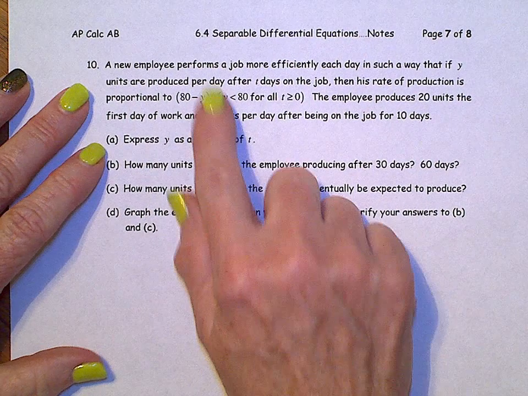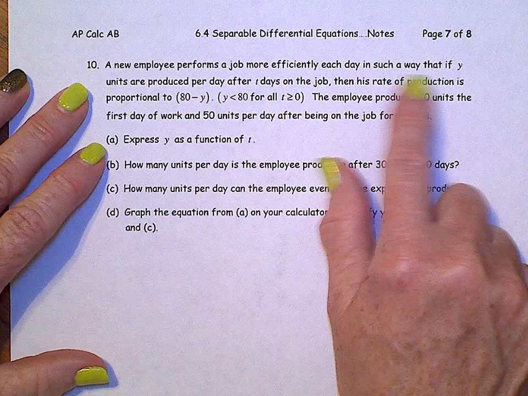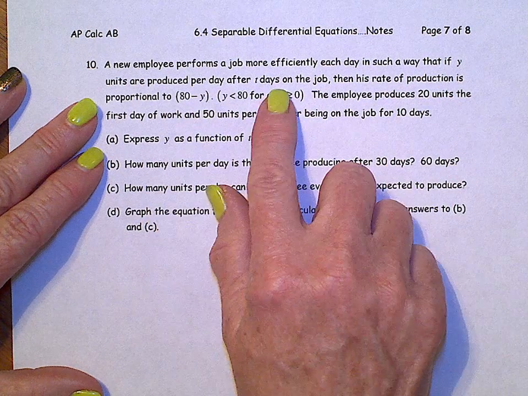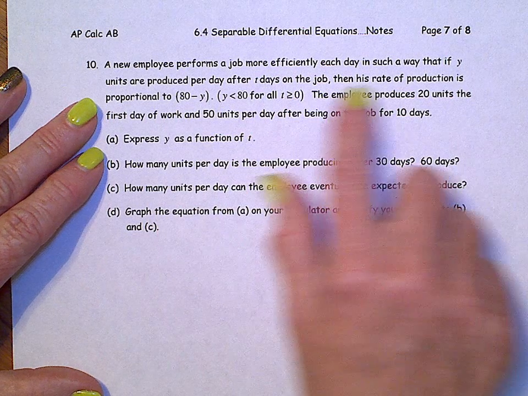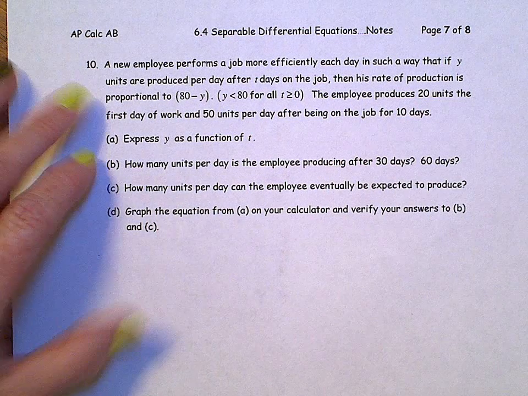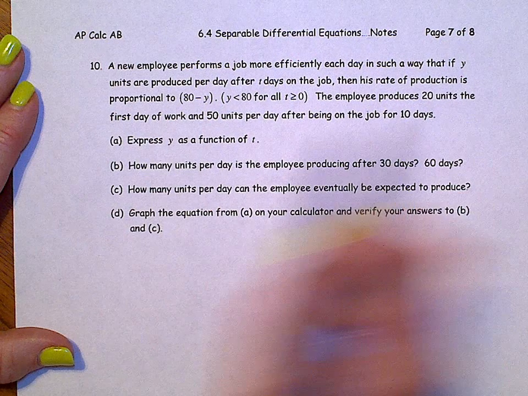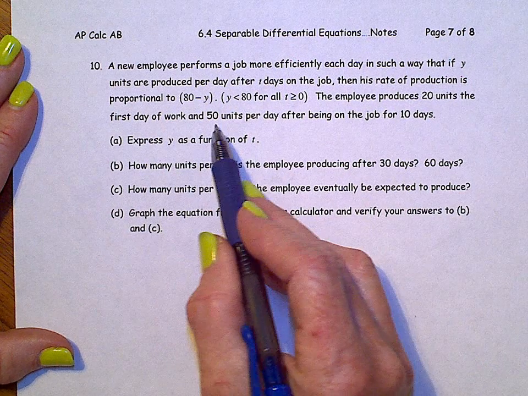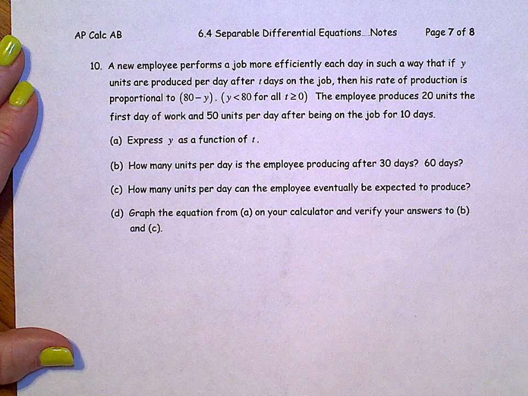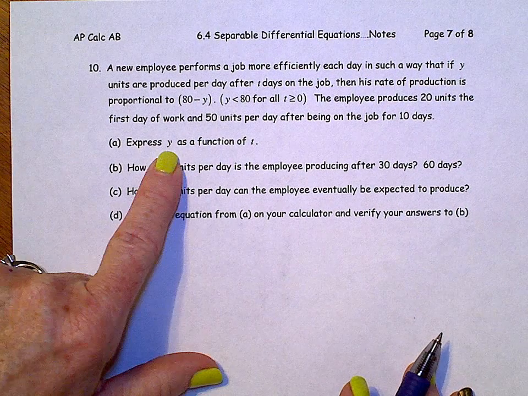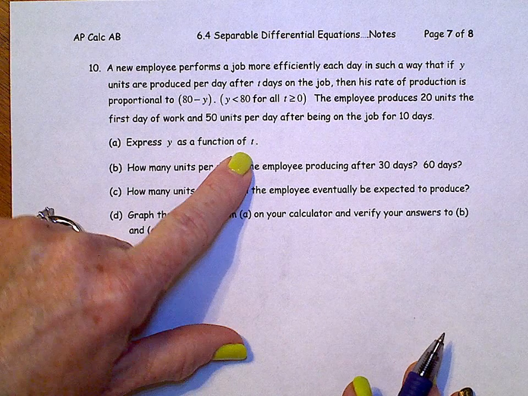A new employee performs a job more efficiently each day in such a way that if y units are produced per day after t days on the job, then his rate of production is proportional to 80 minus y. The employee produces 20 units the first day of work and 50 units per day after being on the job for 10 days. And a bunch of things to do here. The biggest one is to express y as a function of t.